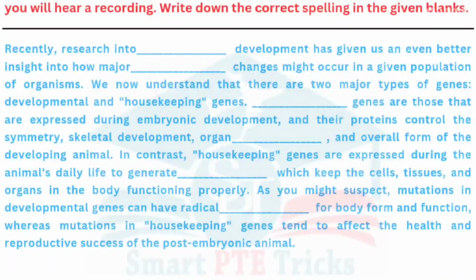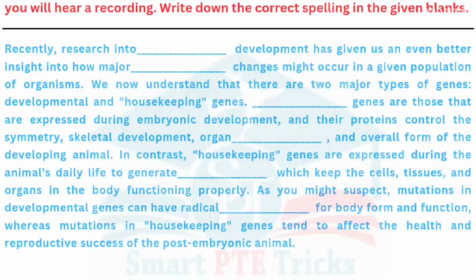Recently, research into embryonic development has given us an even better insight into how major structural changes might occur in a given population of organisms. We now understand that there are two major types of genes: developmental and housekeeping genes. Developmental genes are those that are expressed during embryonic development, and their proteins control the symmetry, skeletal development, organ placement, and overall form of the developing animal.